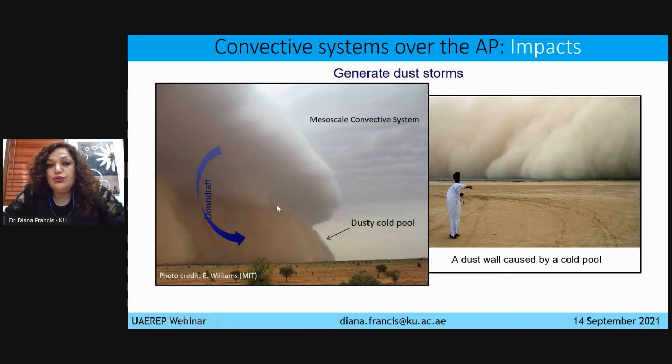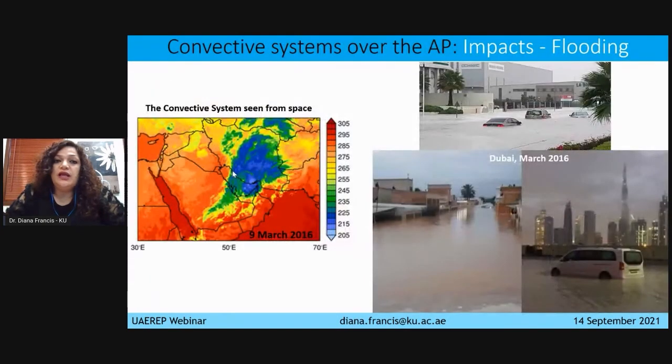It's very important to forecast this mesoscale convective system because of the impact on daily life, from disturbing the traffic or visibility or health issues as well. But also, mesoscale convective systems can cause flooding. I'm sure many of you have already experienced this here in the UAE. This is, for example, a case in March 2016, where the city looked like this on that day when a convective system developed over this region, as we can see here from satellite imagery.